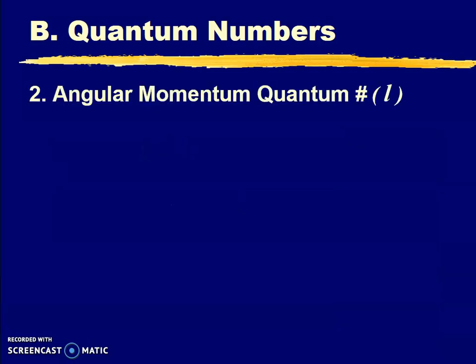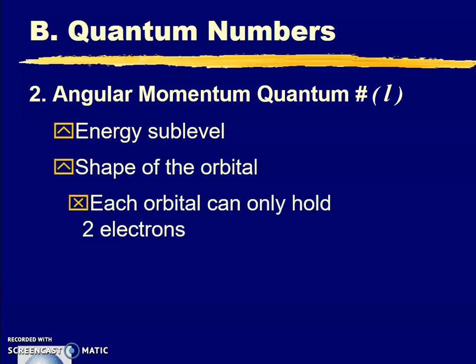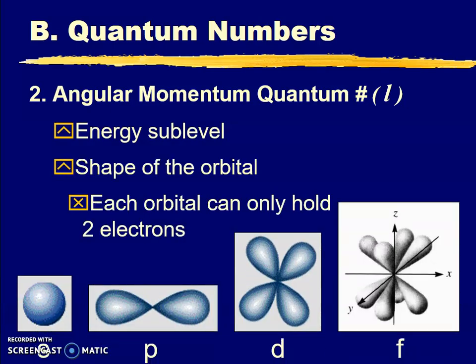Then you have your angular momentum quantum number. This is represented by L. This is your energy sublevel. So if you're in level 1, you can have a sublevel. If you're in energy level 2, this would be your energy sublevel. This is going to tell you the shape of the orbital. There are 4: S, P, D, and F.